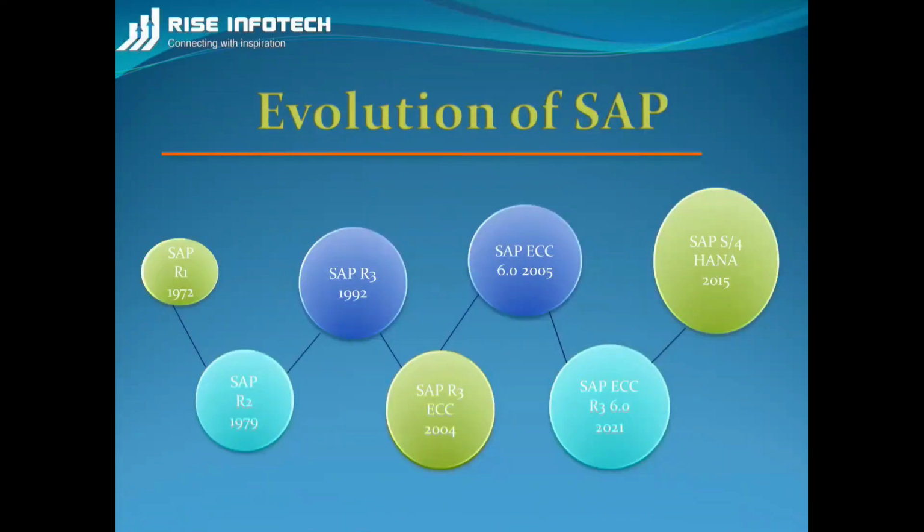Evolution of SAP. SAP was incorporated in 1972, like R/1. Again, R/2 was established in 1979. R/3 was established in 1992.